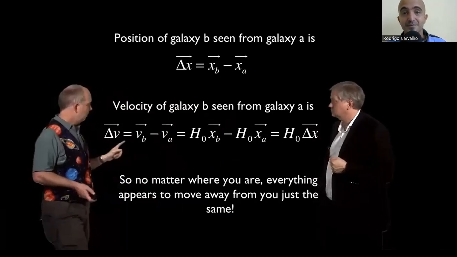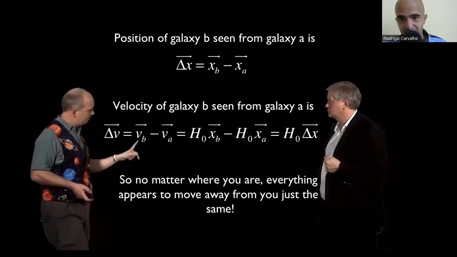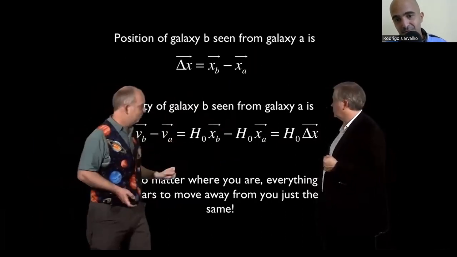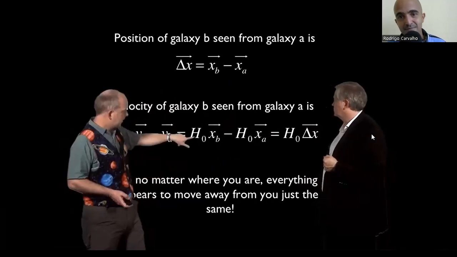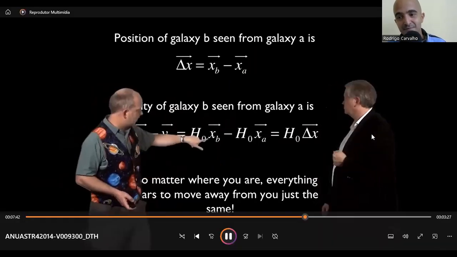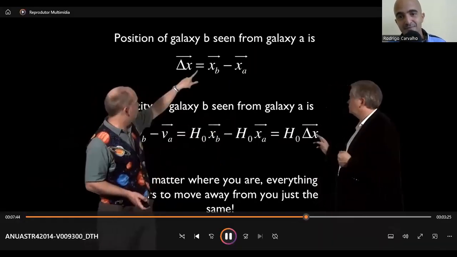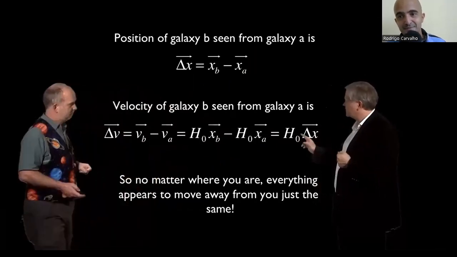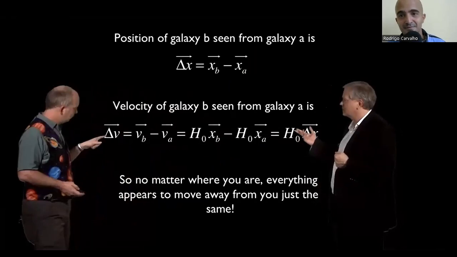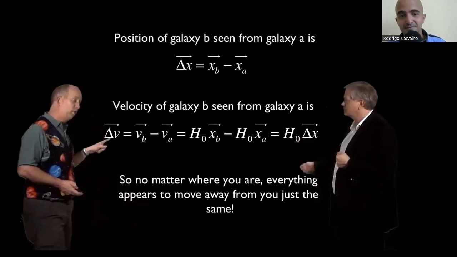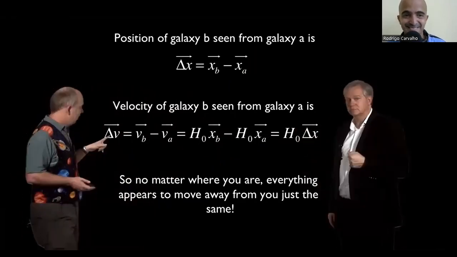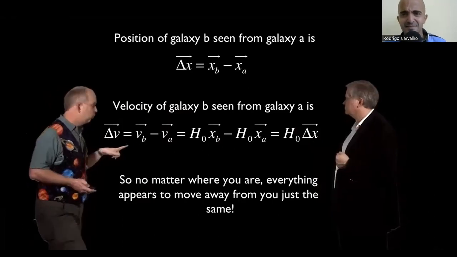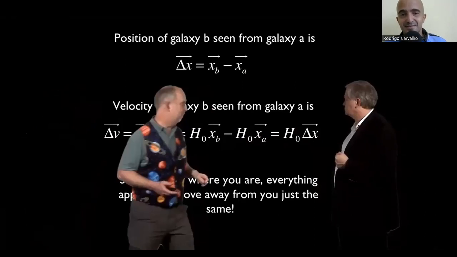But we also know from the last slide that velocity B is H naught x_B and velocity A is H naught x_A. And so if you take the H naughts outside, it's just H naught times (x_B minus x_A), just up here as delta x. So it's the distance times the Hubble constant. What they're seeing is the aliens of galaxy A are seeing that the velocity of galaxy B relative to them is just equal to the Hubble constant times the distance relative to them. That's what we see on Earth.